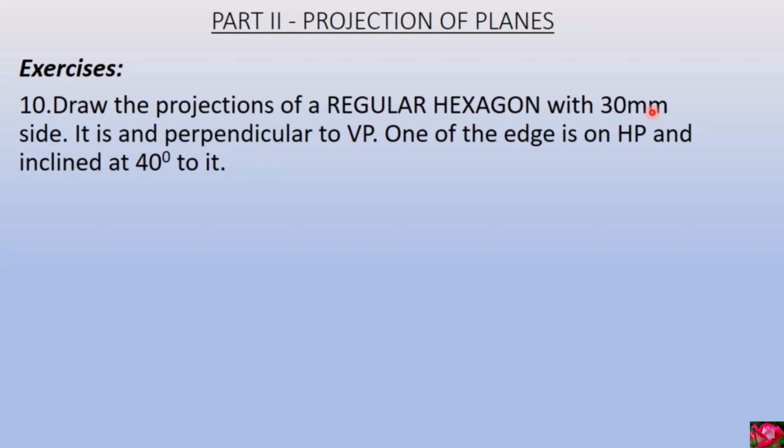side. It is a two-dimensional figure, a hexagon. That's it. But it is perpendicular to the vertical plane and it is inclined at 40 degree to the VP. So make sure that you have to imagine this hexagon with inclination with respect to the horizontal plane. So we'll see the explanation part now, and after that I will do the exercise in the drawing sheet.